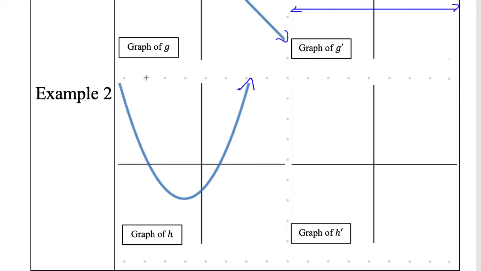All right, so for example 2, ooh, this one's going to be shifted a little bit. So notice that your vertex is over here.